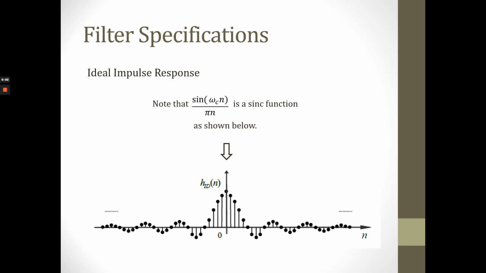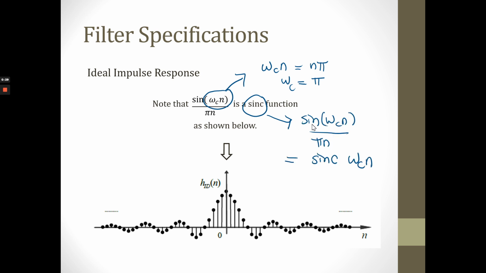From the ideal impulse response equation using the Fourier transform, we note that sin(ωc n) divided by πn is a sinc function. So based on this ωc n function, it is equal to nπ or πn. Therefore, ωc is equal to π. This equation is equal to the sinc function based on this one: sin(ωc n) divided by πn, where πn or nπ is equal to ωc n.